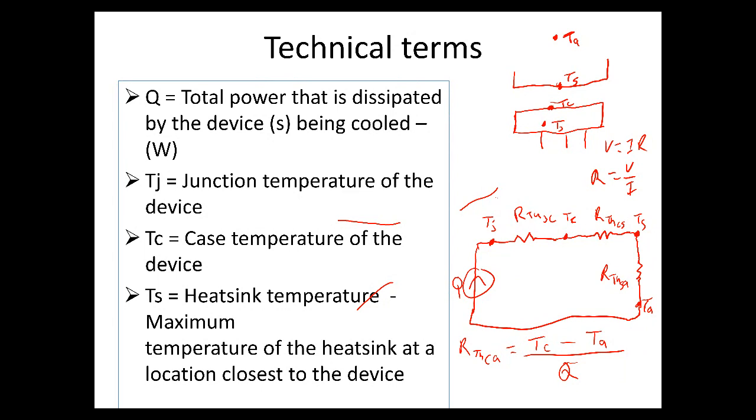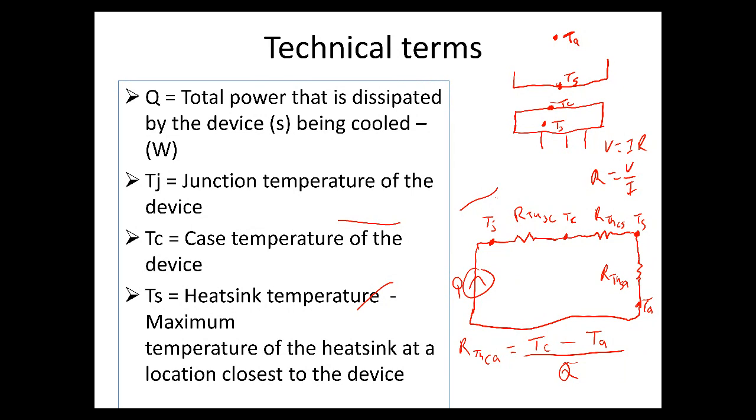So we could also look at the thermal resistance between the junction and the case: the temperature difference between junction and case, divided by the heat that is flowing through it. What is the thermal resistance between the case and the sink? It is going to be TC minus TS divided by Q, the heat that is flowing through it. What is the junction-ambient thermal resistance? It is the difference in temperature between the junction and the ambient, so TJ minus TA divided by Q.